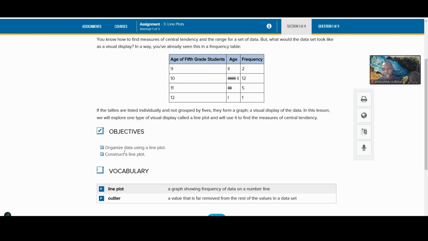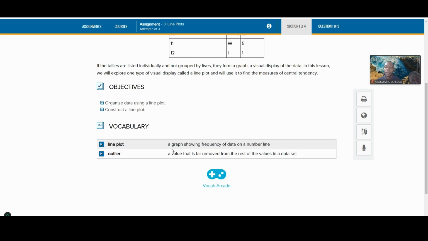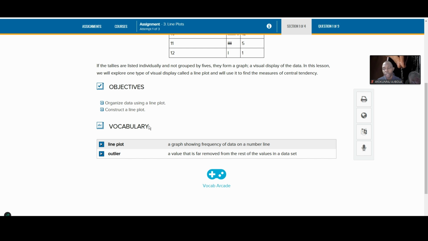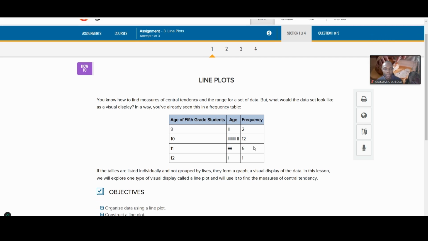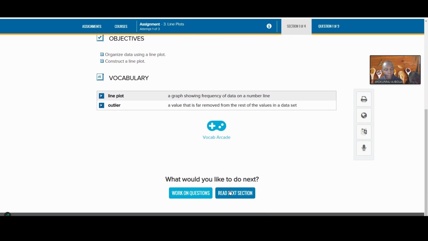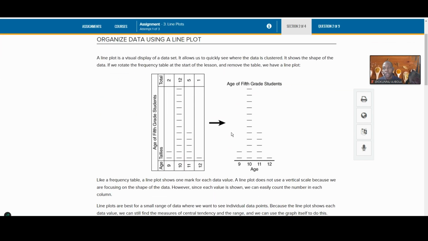The objective here is to organize data using a line plot, then to construct a line plot. A line plot is a graph showing frequency of data on a number line. The frequency is how many times each value occurs, so we're going to plot it on a number line. An outlier is a value that is far removed from the rest of the values in a data set.